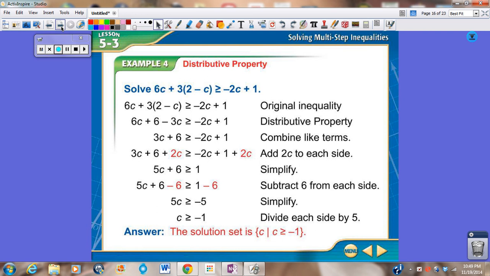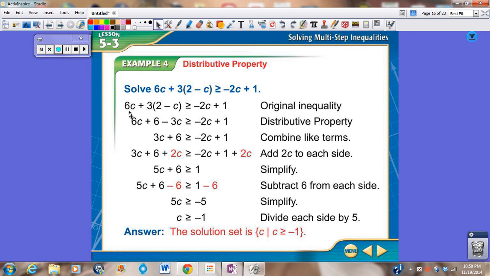Okay, so now in this particular example, we're still solving an inequality. Now we have a distributive property. So you notice this is where multi-step comes from. Lots of steps. So we have 6c plus 3 times the quantity 2 minus c is greater than or equal to negative 2c plus 1. So the first thing you want to do here is get rid of the parentheses. So we're going to distribute here.